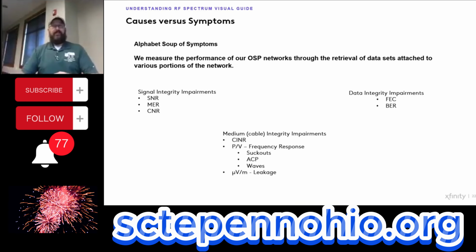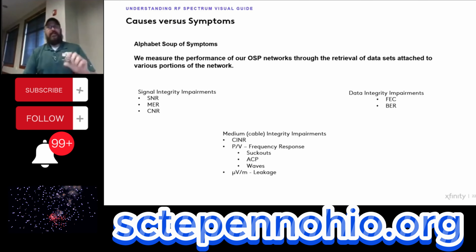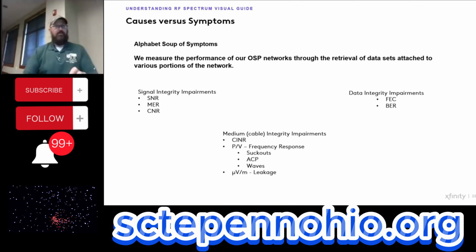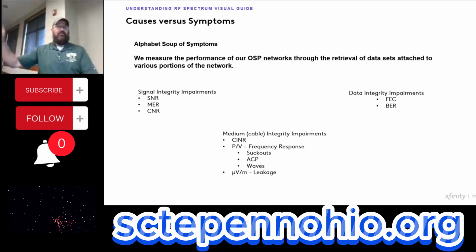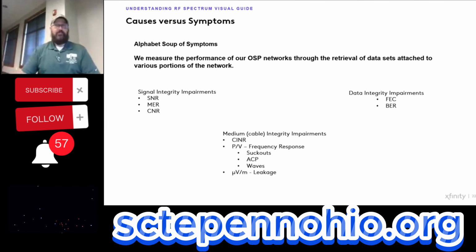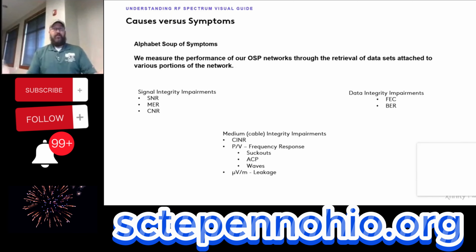But the leakage is also a great indicator that's not necessarily associated with full band capture or PNM tools, but it's another indicator that you have a shielding integrity problem that will also manifest itself as something else in our PNM tools. And then lastly, there are the data integrity impairments.